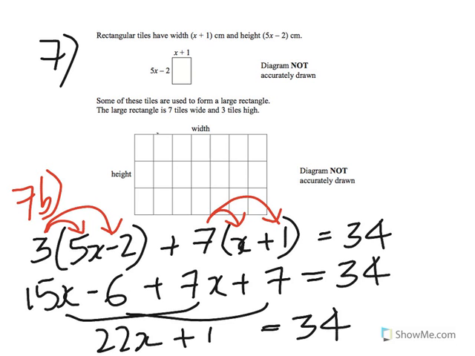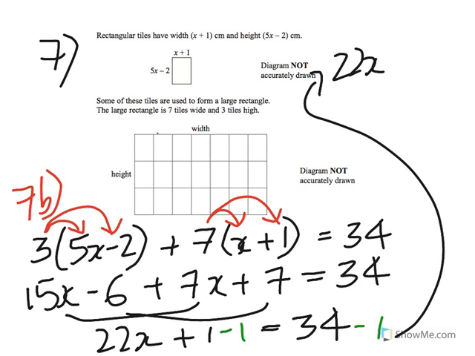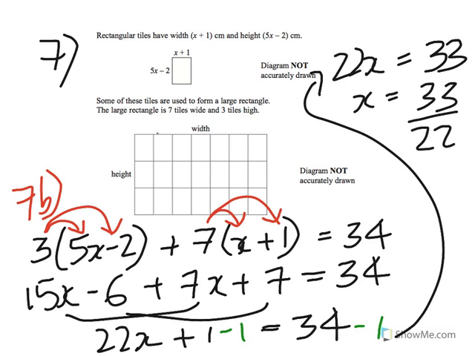So we just subtract 1 on both sides. We're going to get 22x, I'll do the working up here because I have no space. 22x is equal to 33. So x is equal to 33 over 22, which is 3 over 2. So x is equal to 1.5.